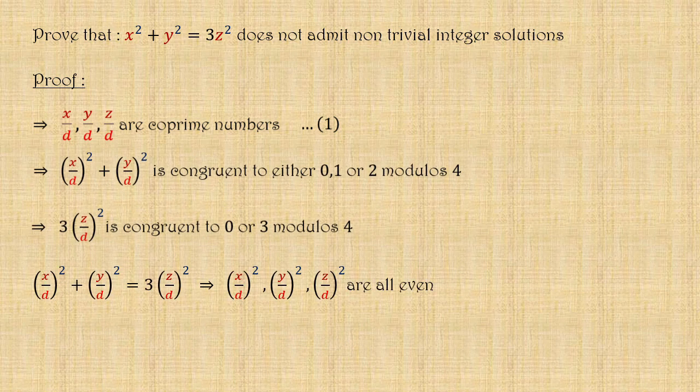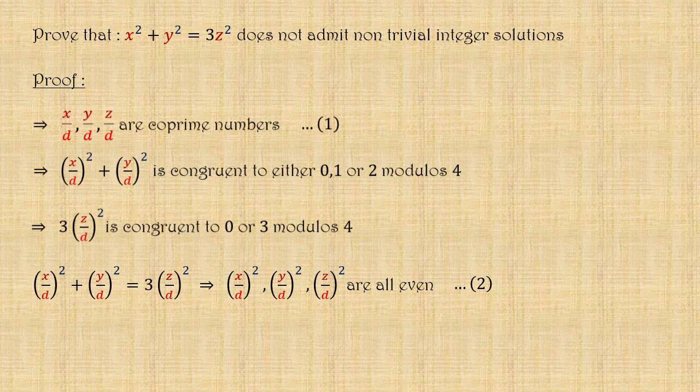So the only case for which the equation (x/d)² + (y/d)² = 3(z/d)² can be satisfied is when the squares of the ratios x/d, y/d, and z/d are congruent to 0 modulo 4, which means that these squares are all even. Let's mark this as assertion 2. So the ratios x/d, y/d, and z/d would be even too.